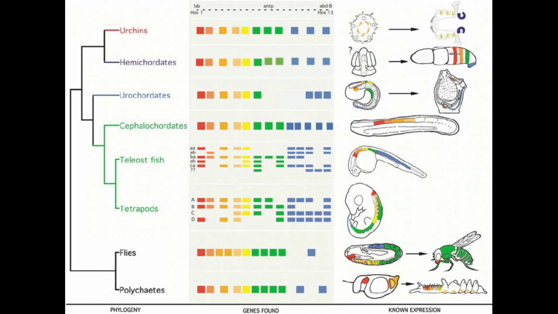The clusters are named Hox A, Hox B, Hox C, and Hox D. The genes in each cluster are arranged linearly from 1 to 13. No cluster has all 13 because having duplicates of a gene means one or more can be lost without consequence.